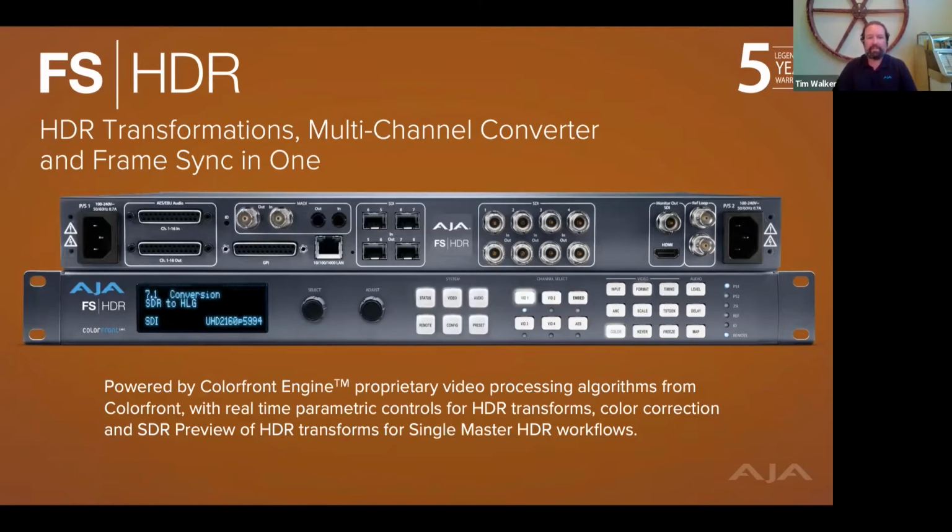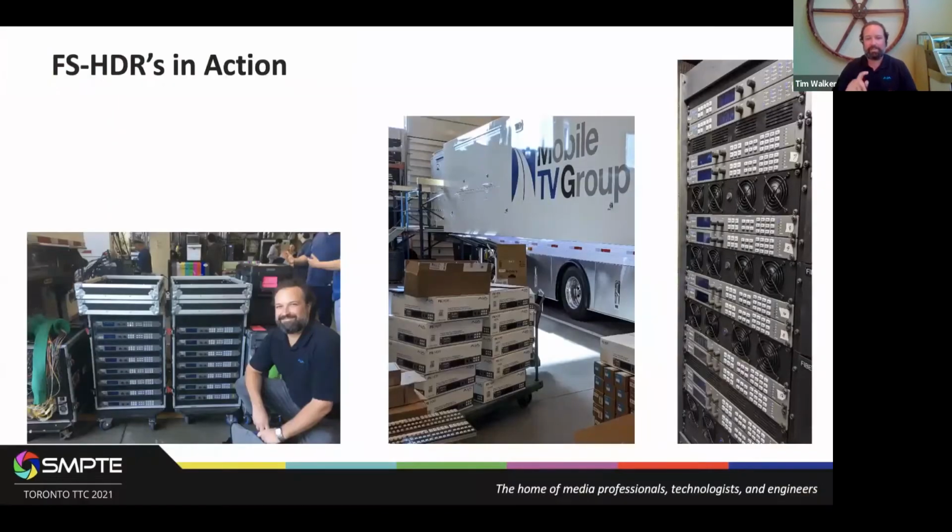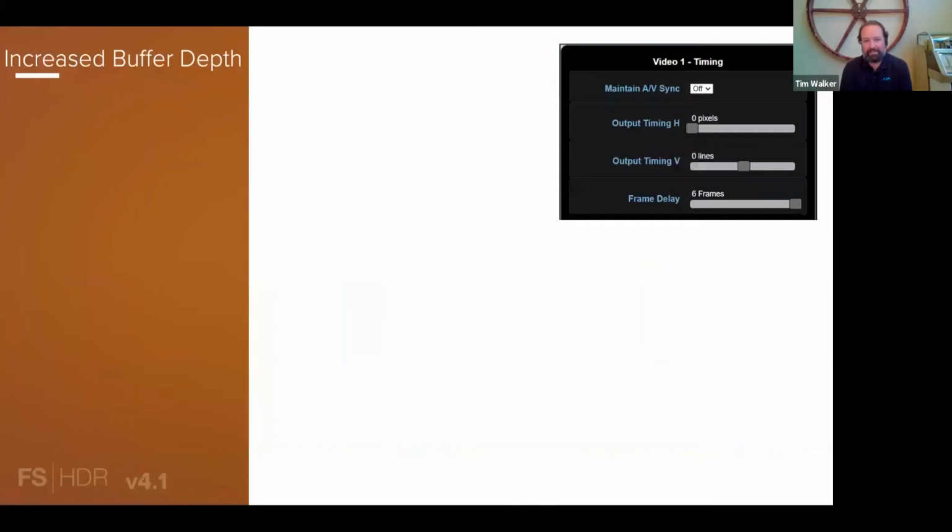So we offer several different modes of operation. The first one being the color front engine, which I'll leave to the guys at Color Front here to talk about. And we've also got 2 other modes with the BBC HLG LUTs, which I spoke about in my earlier presentation, as well as the new NBCU LUTs. And this is just a picture here or a couple pictures of the FSHDRs being used in application and deployed.